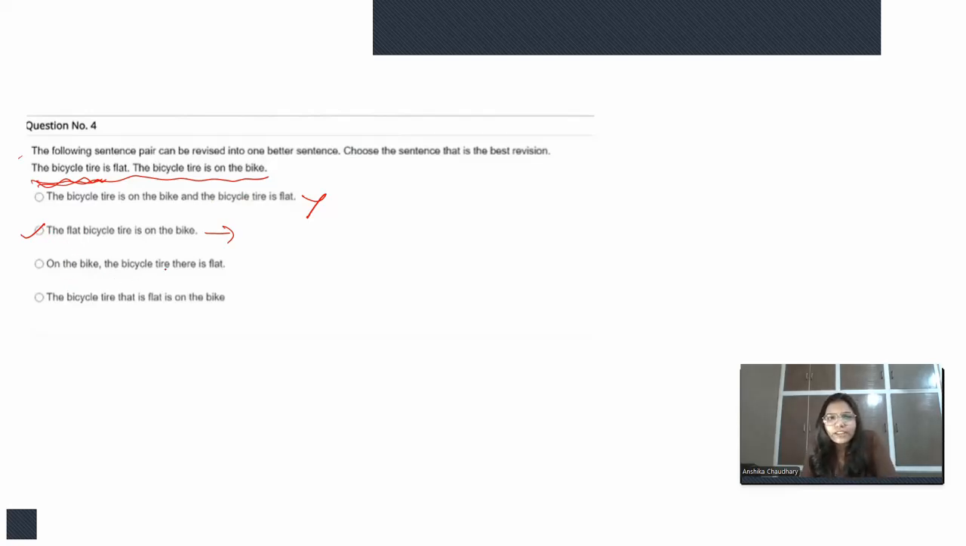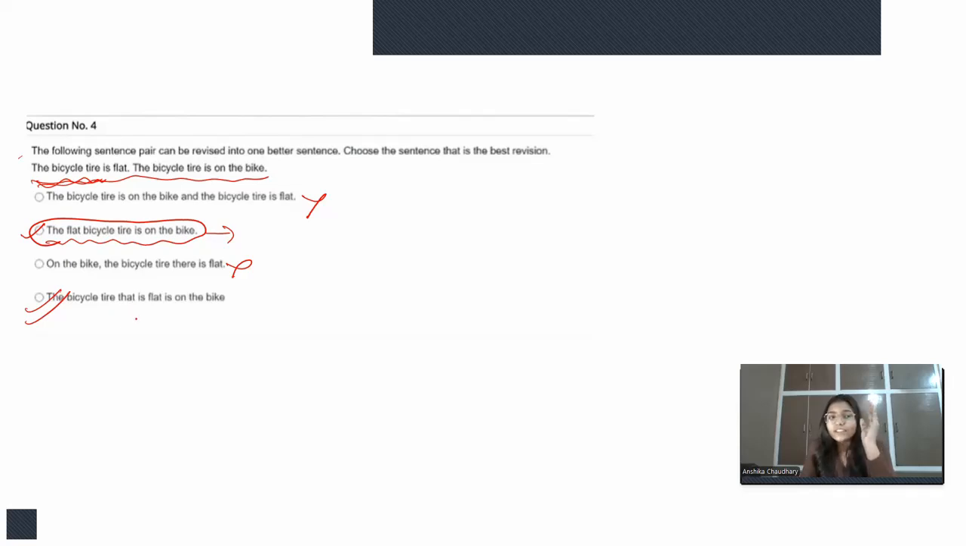The next is, on the bike, the bicycle tire there is flat. So it is not grammatically correct. All the prepositions, the nouns, the pronouns are distorted and not in a proper manner. This is not grammatically correct. Move on to the fourth one. The bicycle tire that is flat is on the bike. See, option number two is a kind of correct option only. But if we talk about more specificity, more expressiveness, more clarity, option number four will be the correct one.